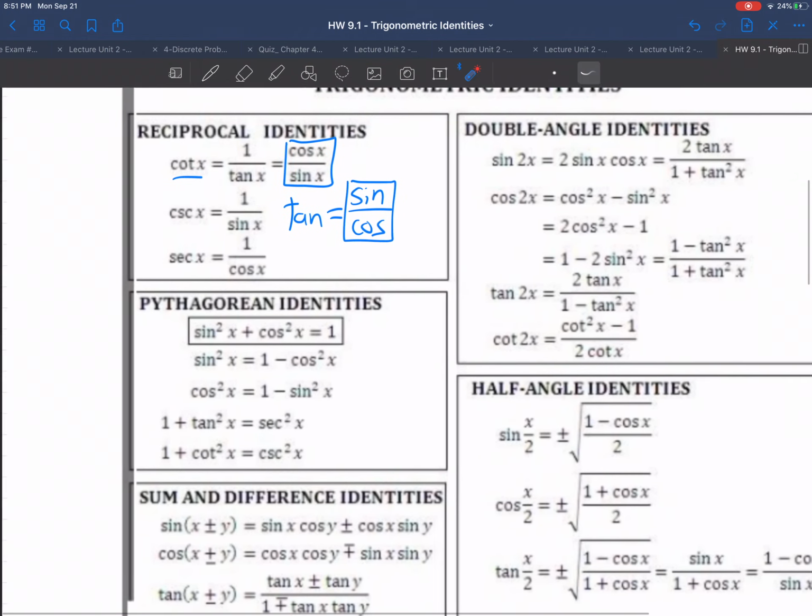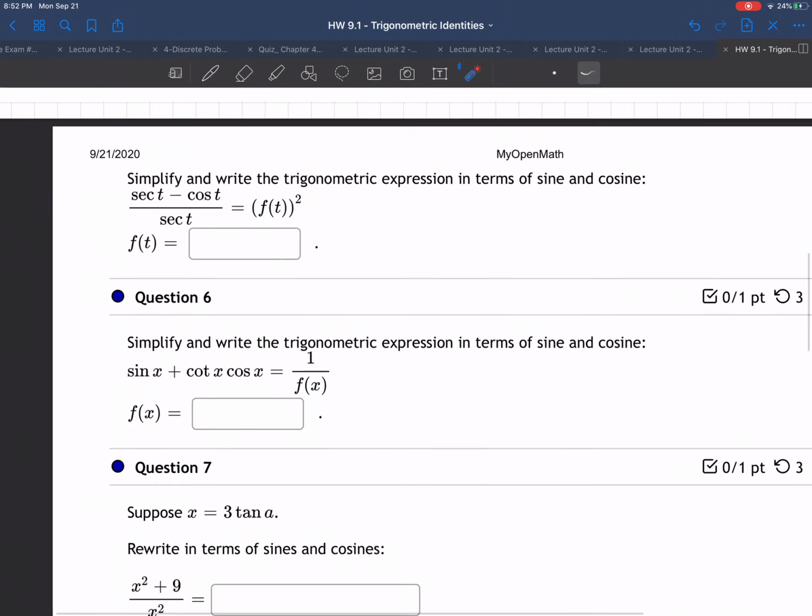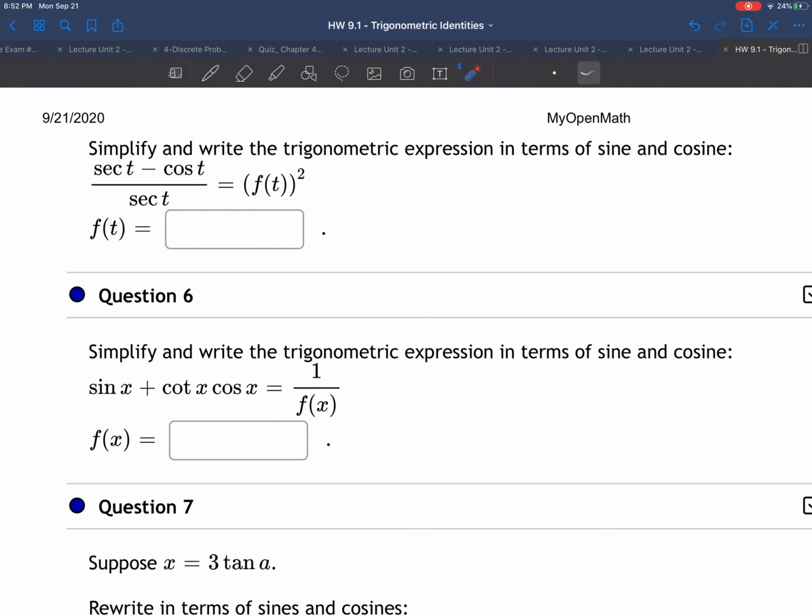Here's our formula sheet, which tells us all the sine cosine stuff. Here's secant. Notice it's 1 over cosine. Tangent is sine over cosine. Cotan is cosine over sine. And cosecant is 1 over sine. All right, so with that in mind, let's do it.